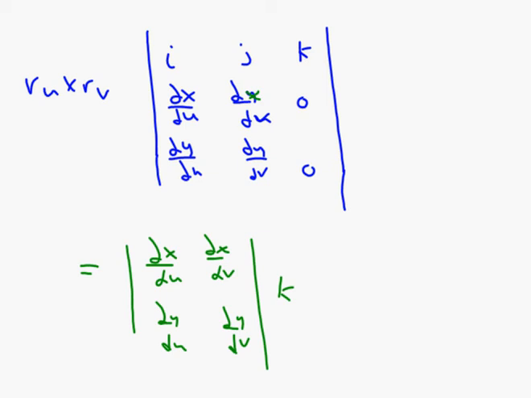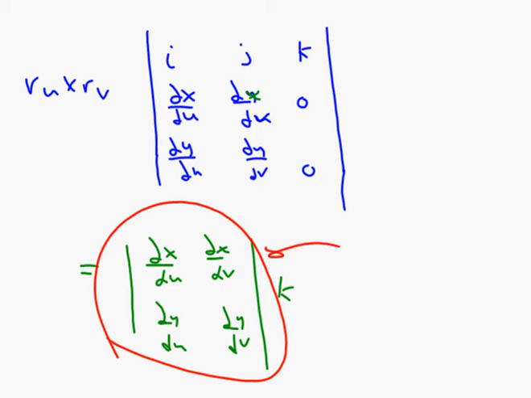Well, the norm of that, since k has unit length, is just going to be this. So this thing is the norm of that, which is the area of the parallelogram, and hence your correction factor. That correction factor is referred to as the Jacobian.